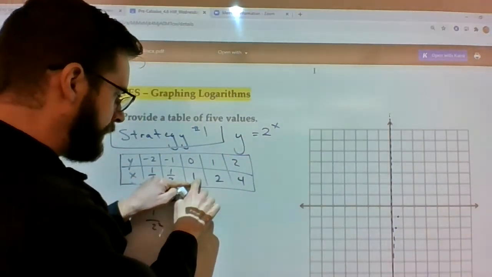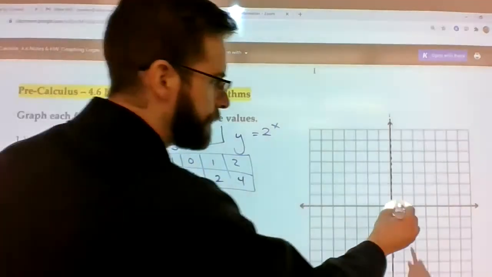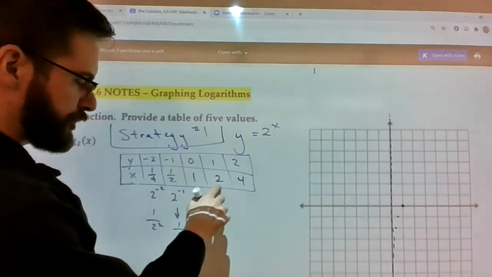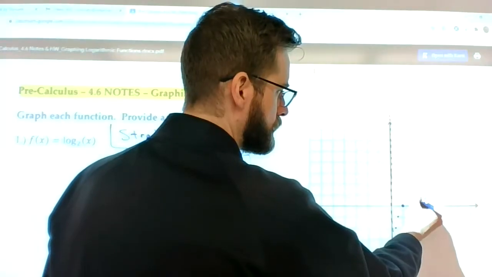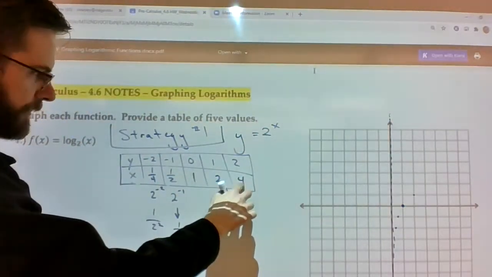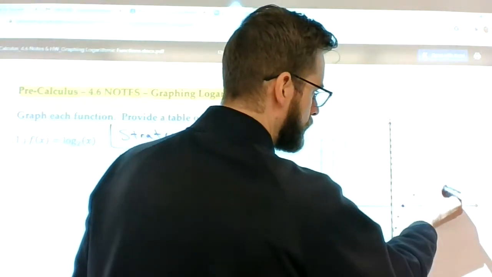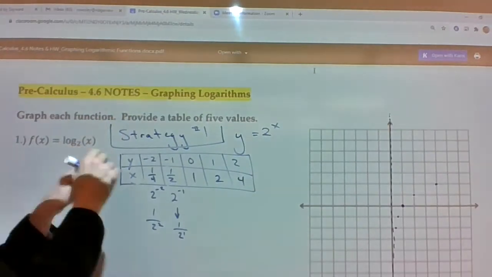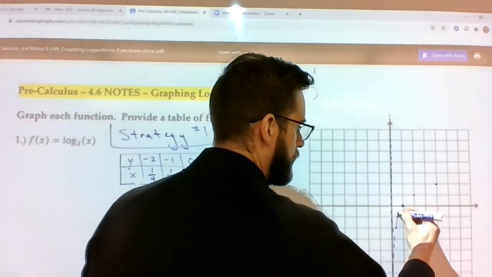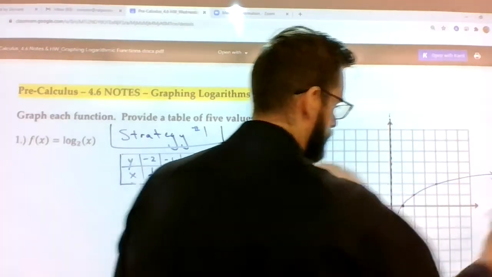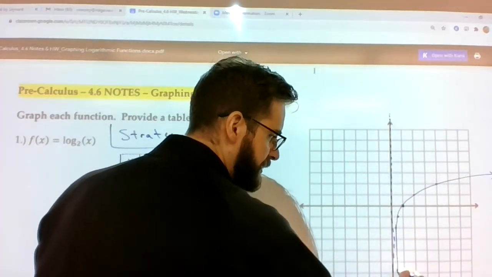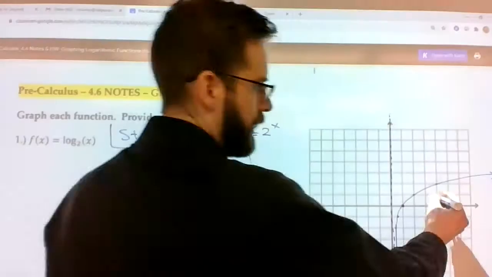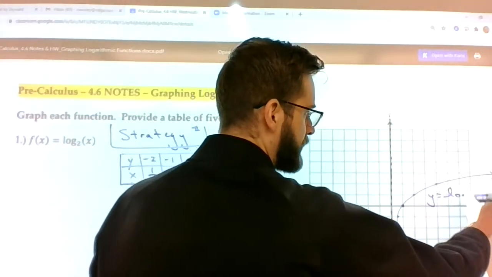My x-coordinate is 1, my y-coordinate 0. Over 1, up 0. X coordinate 2, you get 1. X coordinate 4, you get 2 out of that. And this is the log pattern if its base is 2. And it continues to go like that, and it never goes left of the y-axis. So this is the graph y equals log base 2 of x.